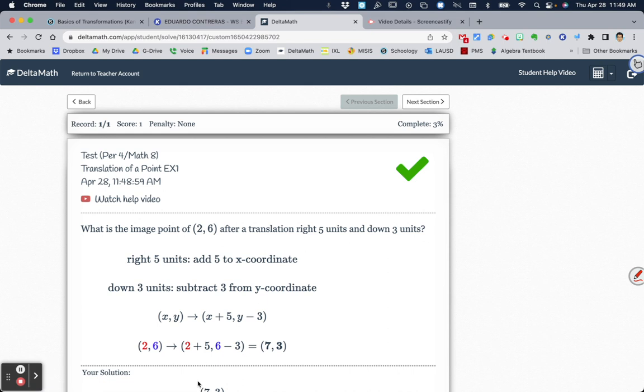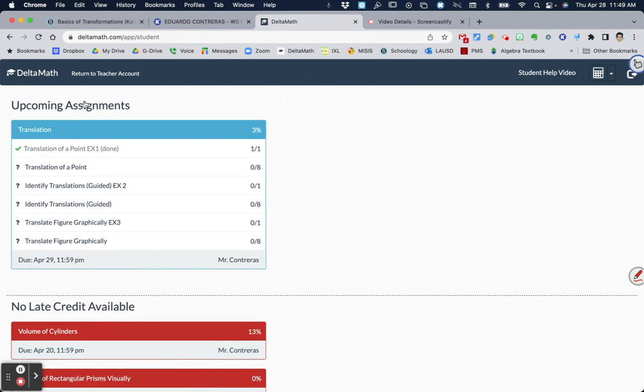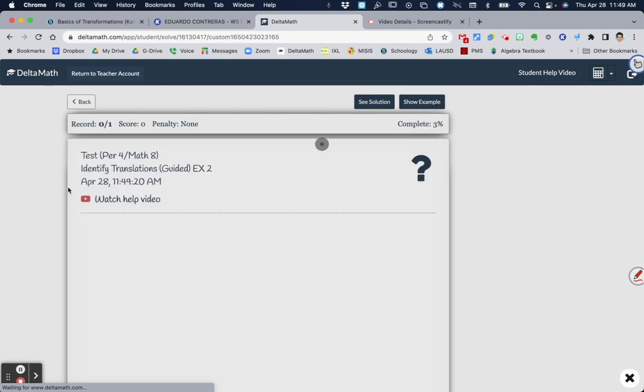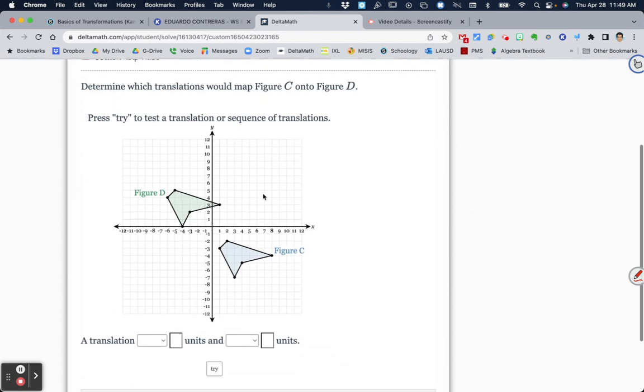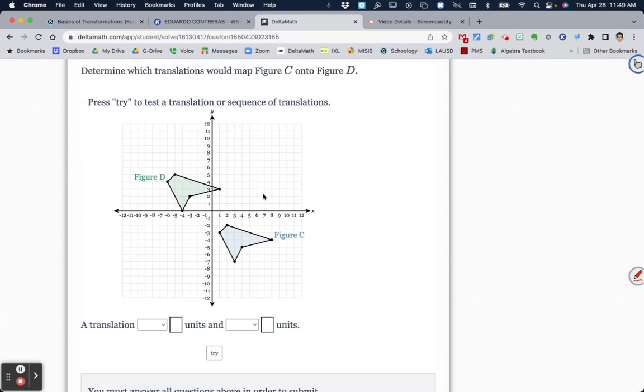Do me a favor and jump over to Identify Translations Guided, Example 2. So go to this one now. And here, it says determine which translation would map C onto D. So figure C onto figure D. So what you want to do is remember which is your starting point, which is your ending point. Because if you do it backwards, you'll definitely get the wrong answer.